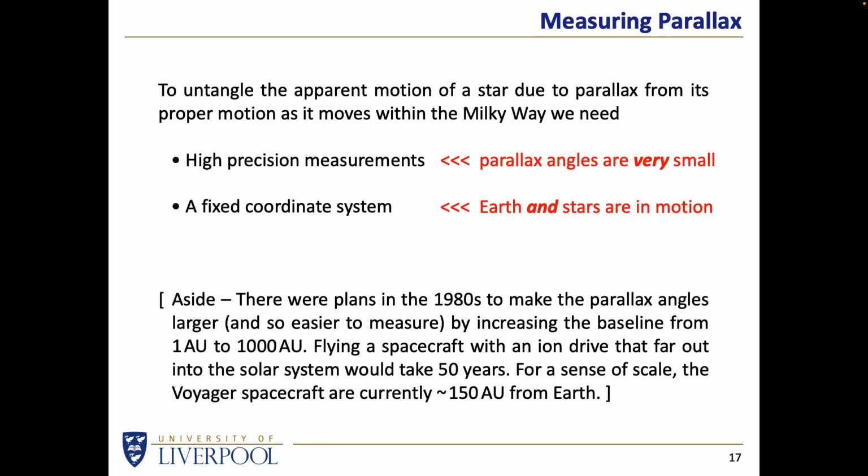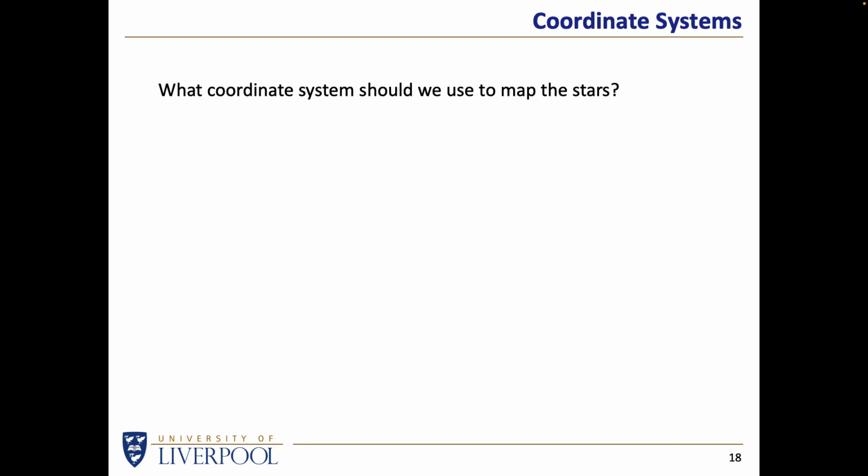It would have taken 50 years. If they had launched it in the mid-1980s, it would still be on its way. It still wouldn't have got there yet. Bear in mind that 1,000 AU is a huge distance. Even the Voyager spacecraft have only got to 150 AU so far. So it's an interesting idea. Let's make it easier to measure the angles by sending one of our spacecraft a huge distance away and then comparing its measurements with measurements from Earth. Interesting idea, never actually happened. So it's waited until Gaia came along to give us the precision that would allow us to measure distances to stars a great distance away, requiring very high precision.